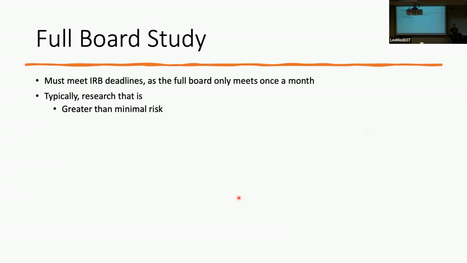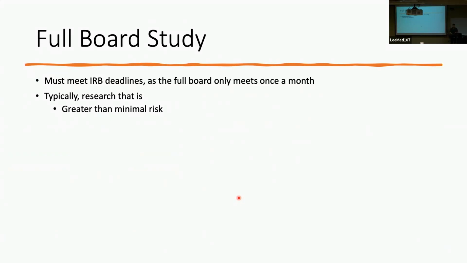Some no more than minimal risk studies will also go full board. So there might be ones that we want the entire expertise of the IRB to look at, or there might be ones that we're not sure what the level of risk is. We may have that go full board to help make that determination. And in fact, that's usually our class of full board review studies: ones that aren't more than minimal risk, but we want to take advantage of the expertise of the entire board.